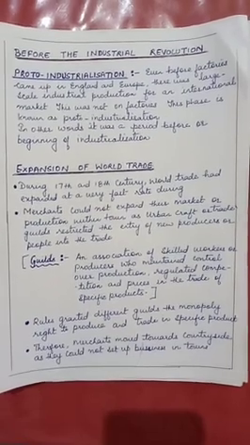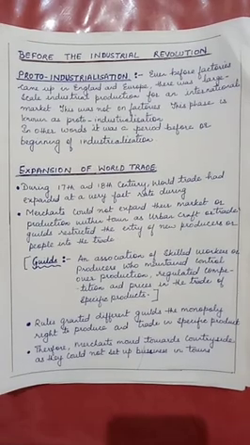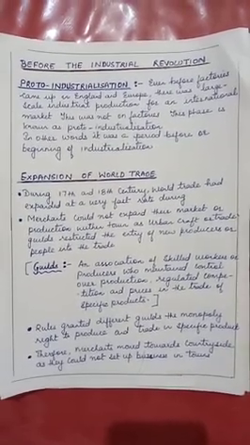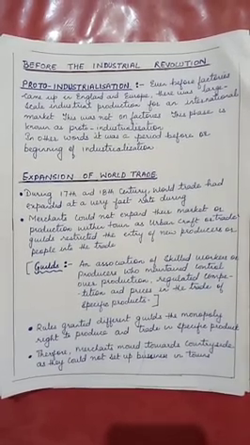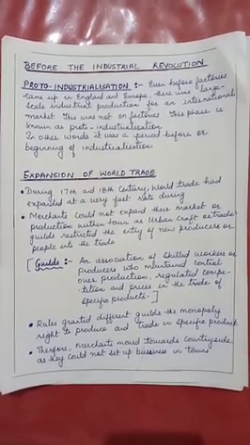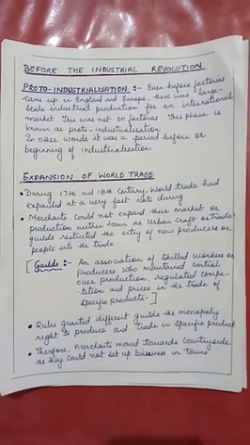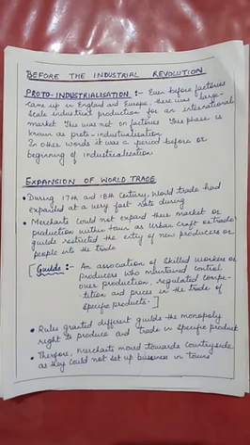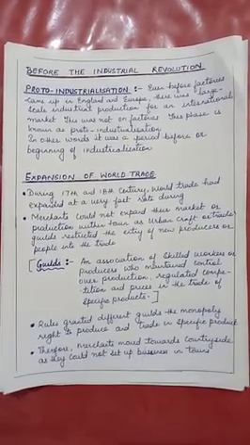Before the Industrial Revolution, industrial production meant factory production and industrial workers meant factory workers. Even before factories began to appear in England and Europe, there was large-scale industrial production for the international market. This was not dependent on factories. Many historians refer to this phase as proto-industrialization. In other words, it was a period before or the beginning of industrialization.